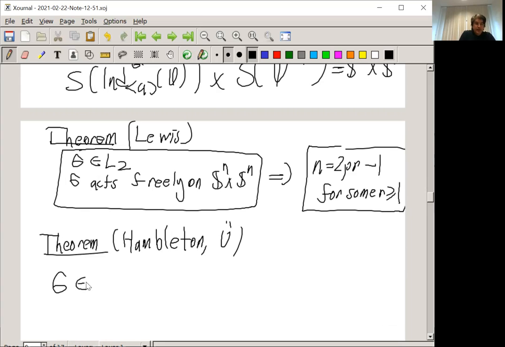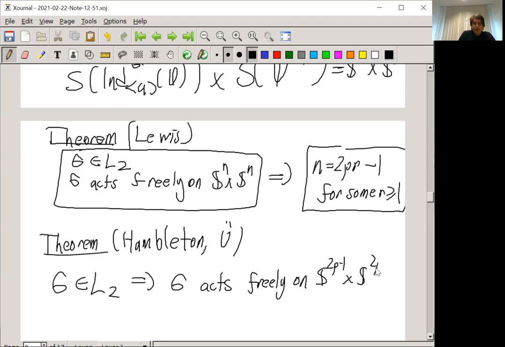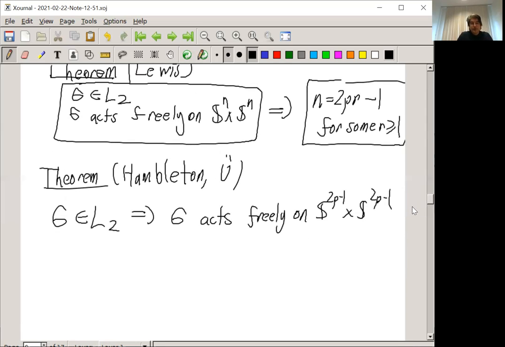So if G is in L2, then G acts freely on S^{2p-1} cross S^{2p-1}. Here the idea was to calculate certain bordism groups using the Adams spectral sequence and the James spectral sequence, and then apply surgery on them.